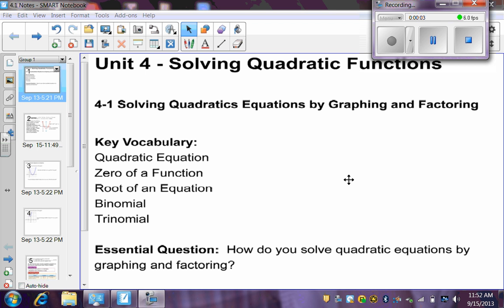This is the video for section 4-1 on solving quadratic equations by graphing and factoring. Key vocabulary in this section is quadratic equation, zero of a function, root of an equation, binomial, trinomial. The essential question for this section is, how do you solve a quadratic equation by graphing and factoring?